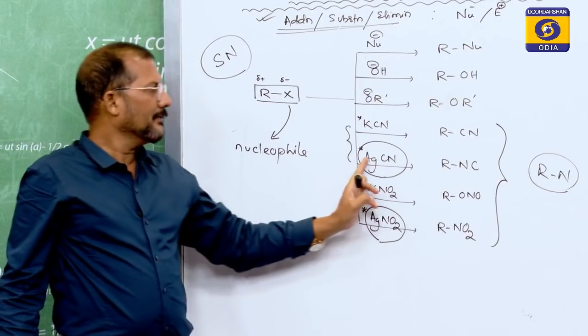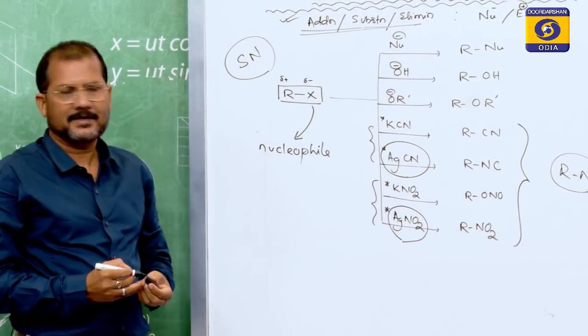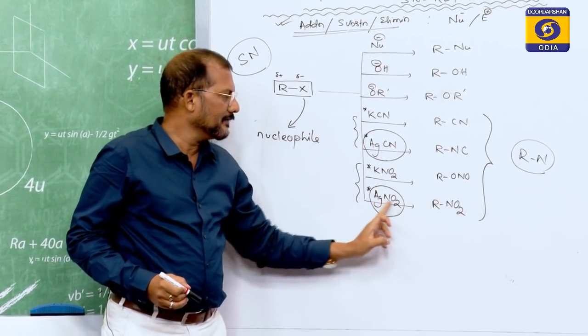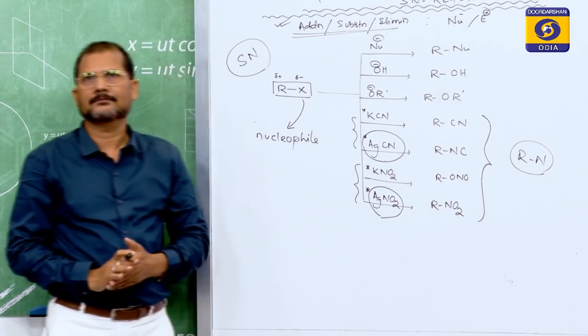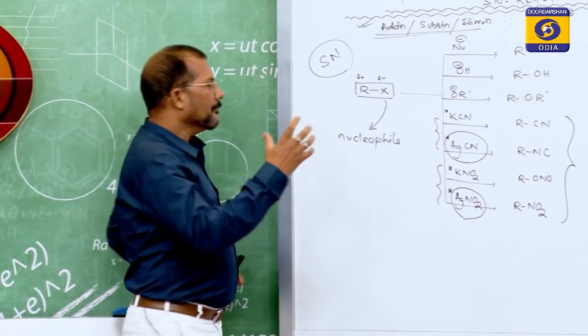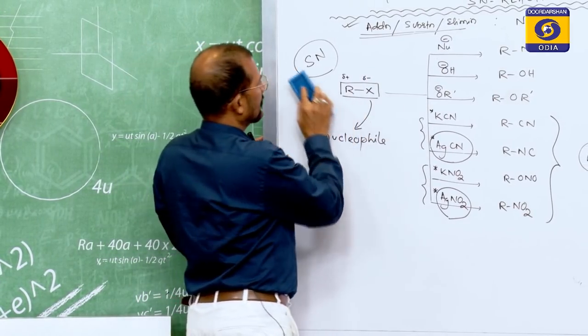अगर हम सिल्वर का कुछ कंपाउंड देंगे तो R के साथ नाइट्रोजन का बॉन्ड होगा. देखिए, in AgCN it is RNC and in AgNO2 it is RNO2. And the other two you can remember. Whenever there is a comparison, we remember it in this way. I am simplifying these reactions actually.